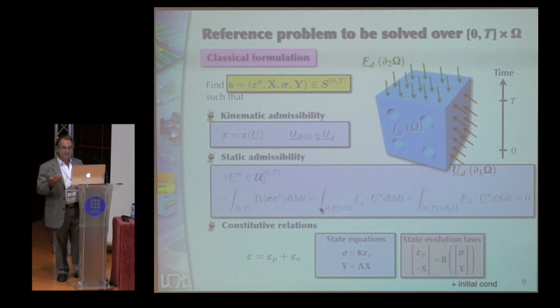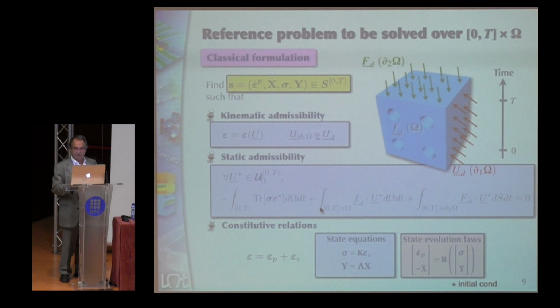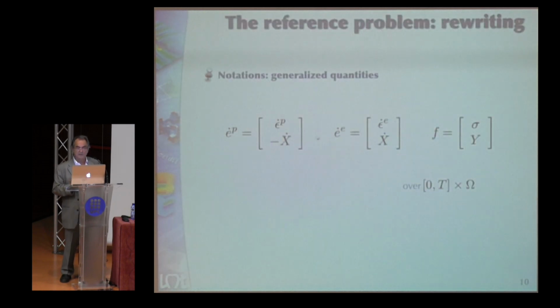And the constitutive equations are split into state equation, where you recognize here the Hooke law, where K is the Hooke tensor, and we have also a relation between X and Y being the associated force to X. We have also the state evolution law with the material operator B, plus initial condition. So now, to go further, I would like to introduce a more compact formulation.